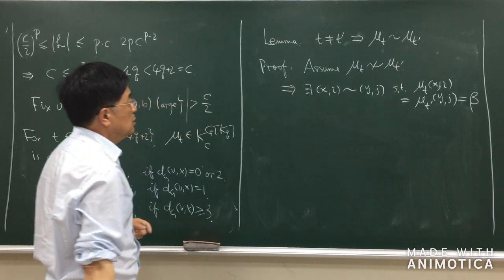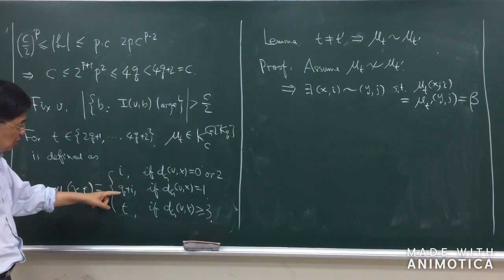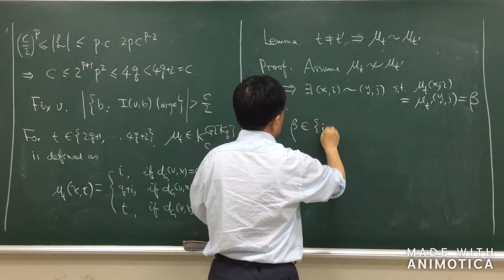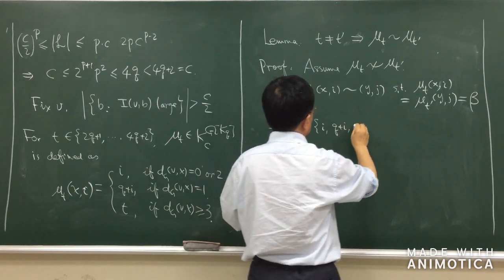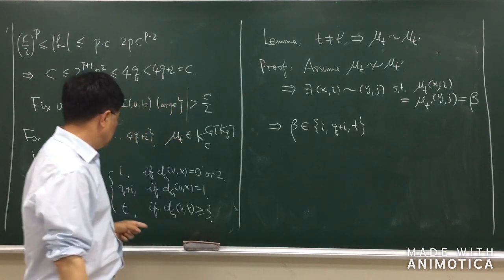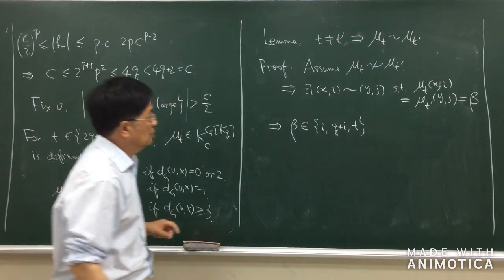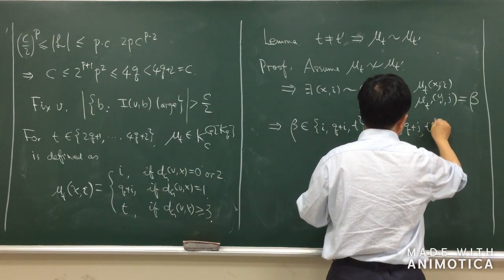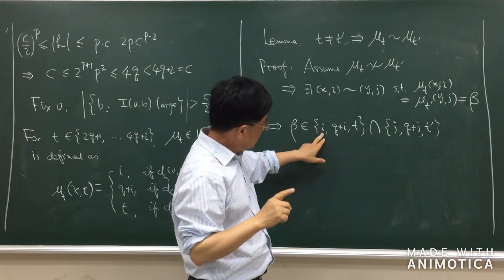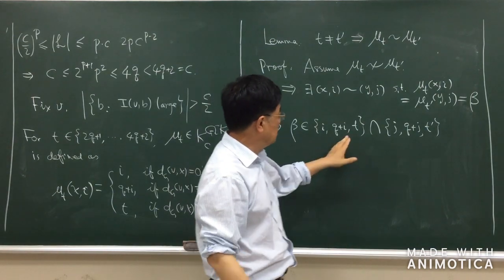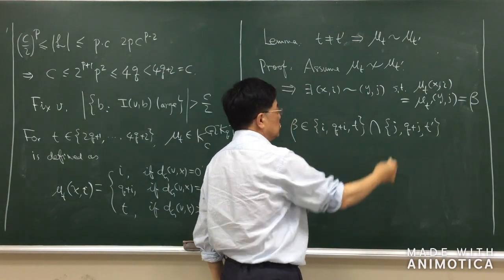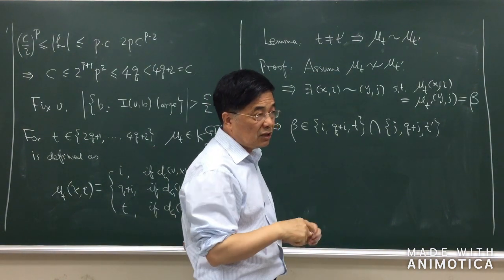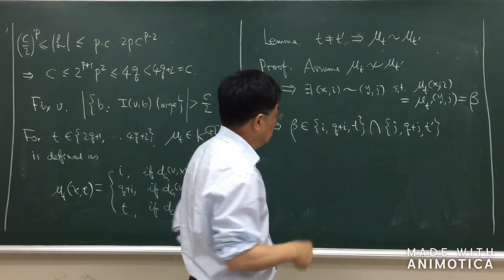Then, by definition, what is mu t of xi? It is either i, q plus i, or t. So this means that beta belongs to either i or q plus i or t. And what is yj? yj is either j, q plus j, or t prime. So therefore, beta is in the intersection of these. Now, i is at most q, so this is at most 2q. And t is bigger than 2q. t prime is also bigger than 2q. The intersection does not contain anything, so t and t prime is not in the intersection. So if i is different from j, then the intersection is empty. Right? So i has to be equal to j.